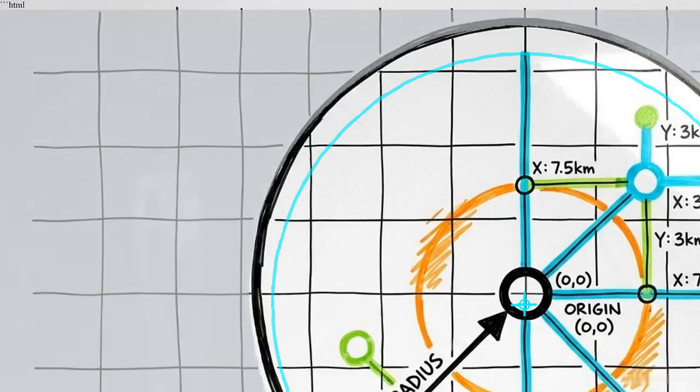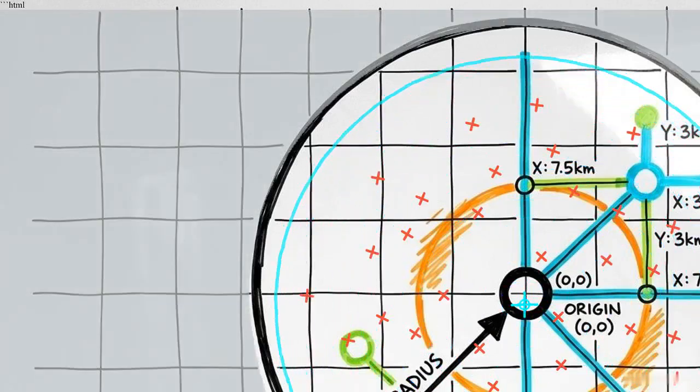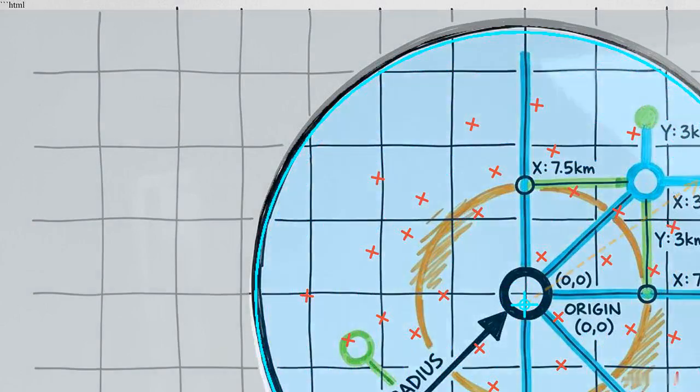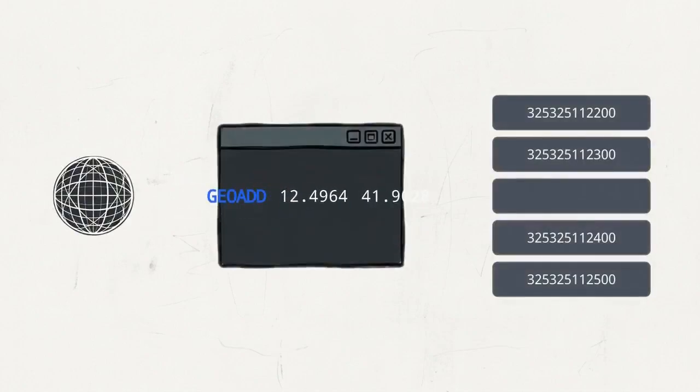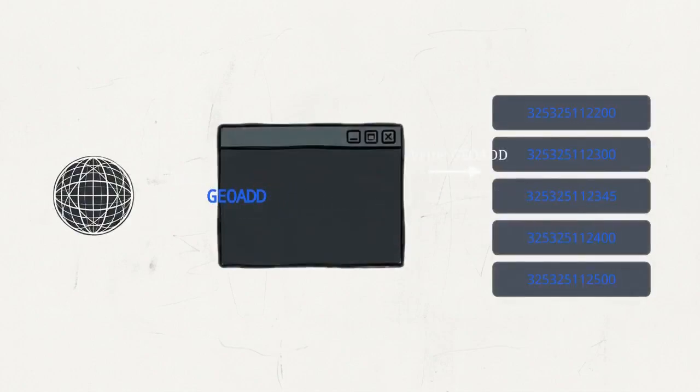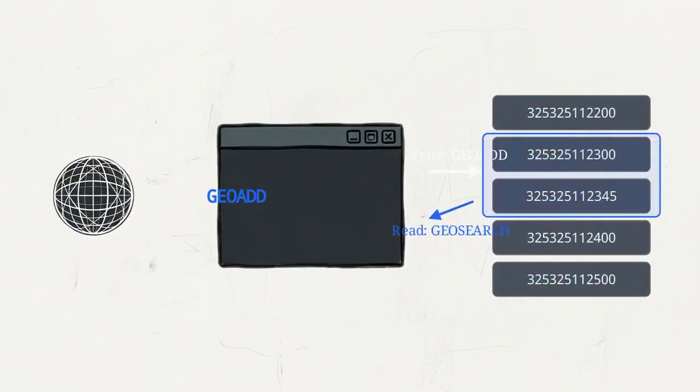Applications frequently need to execute proximity searches, such as finding all delivery addresses within a 15-kilometer bounding box. Using commands like GEOADD and GEOSEARCH, the engine maps physical coordinates to that same underlying sorted set structure.